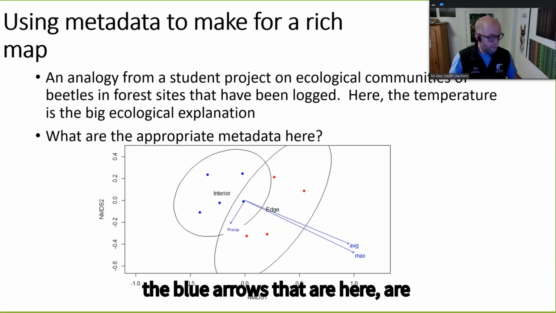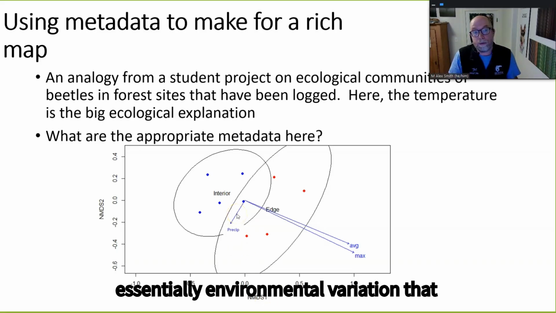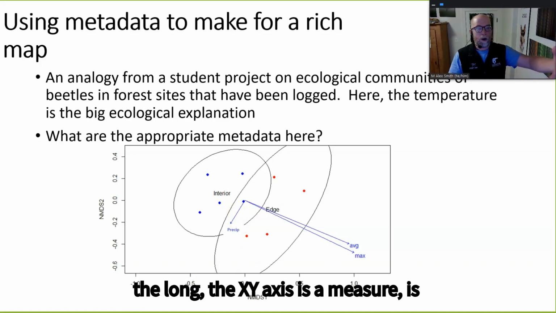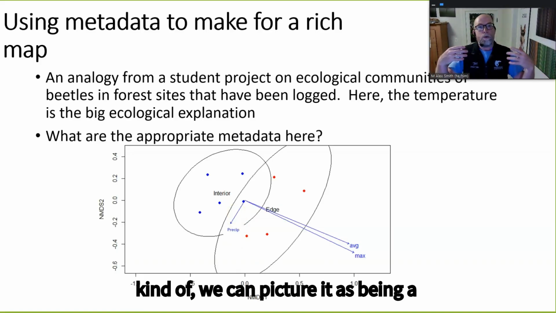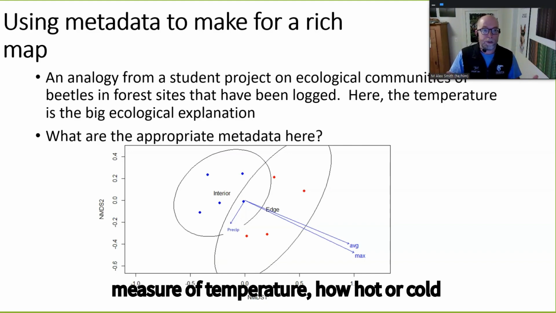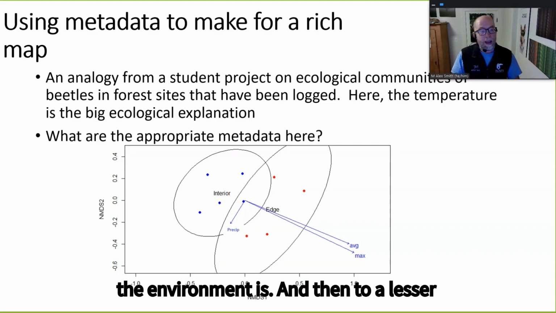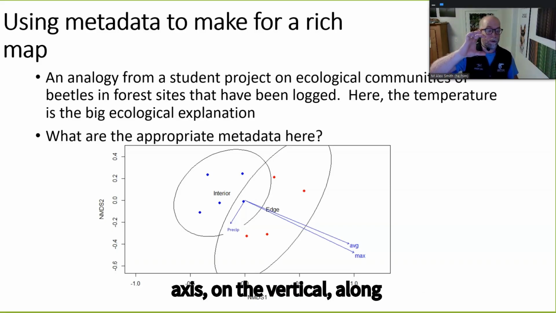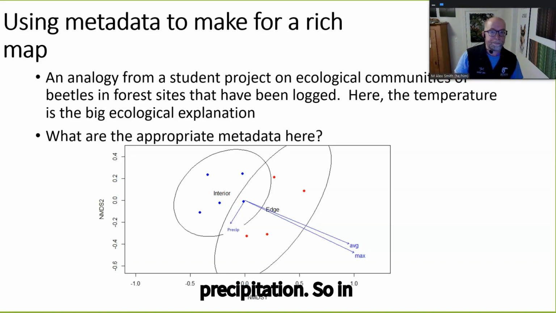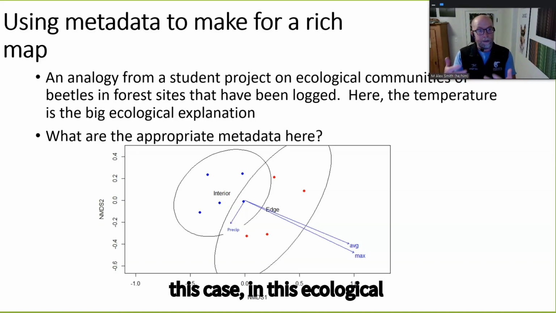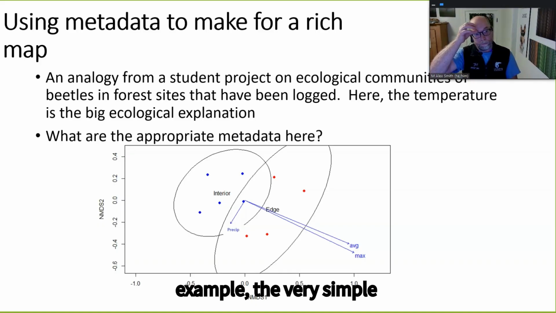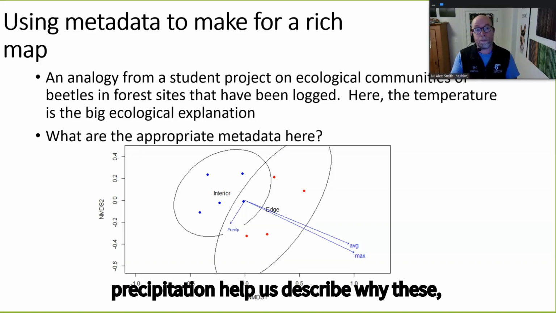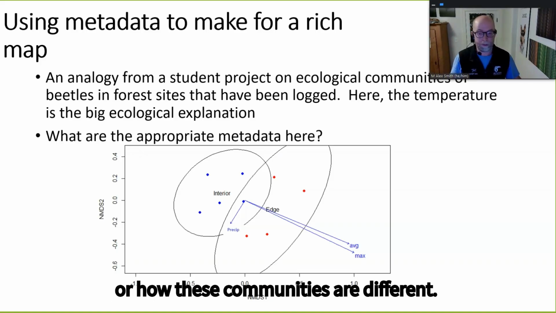These vectors, the blue arrows that are here, are essentially environmental variation that can help you describe the space. The X axis we can picture as a measure of temperature, how hot or cold the environment is. And then to a lesser extent, they also differ on the Y axis, the vertical, along precipitation. So in this ecological example, the very simple abiotic factors of temperature and precipitation help us describe how these communities are different.